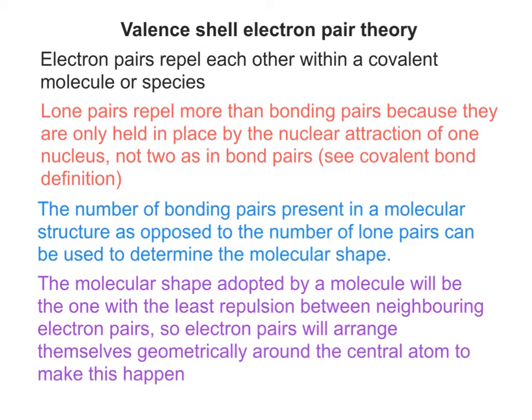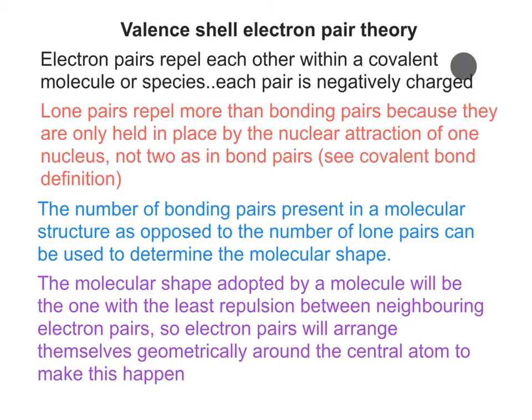So valence shell electron pair theory has four important parts to it. First of all, electron pairs repel each other within a covalent molecule or species because they're both negative. So each pair is negatively charged, so they repel each other. Lone pairs repel more than bonding pairs because they're only held in place by the nuclear attraction of one nucleus, not two, as in bond pairs. So again, do have a look at the covalent bonding definition.